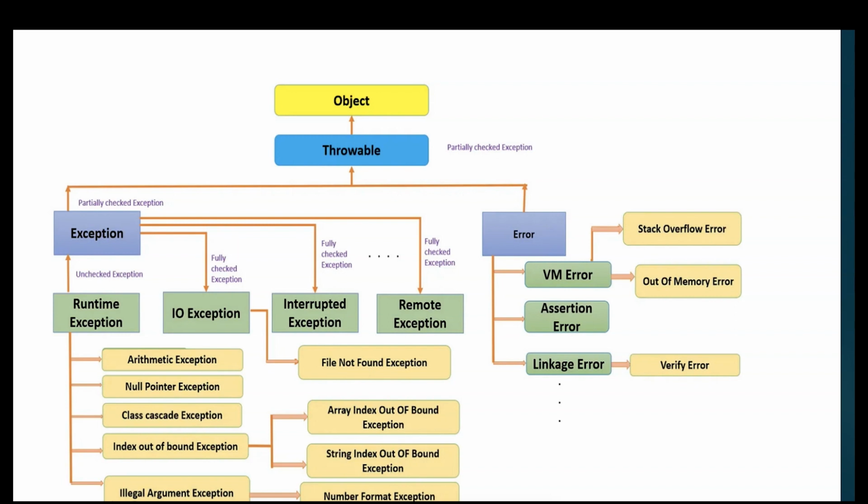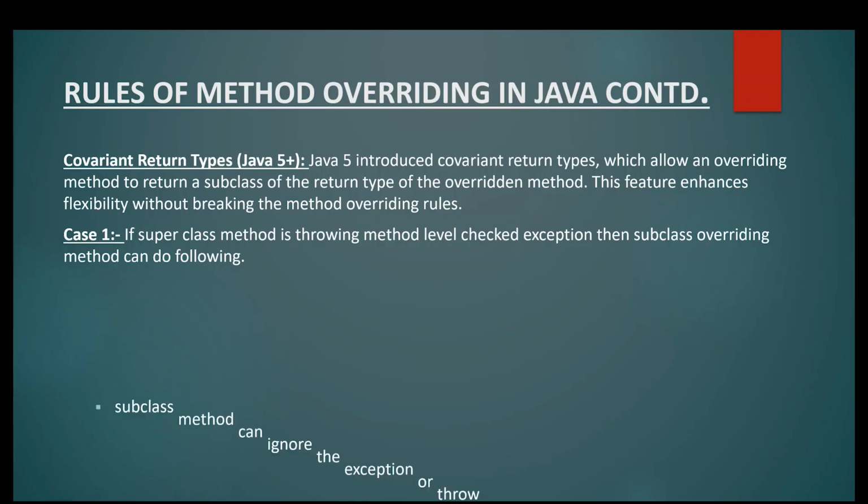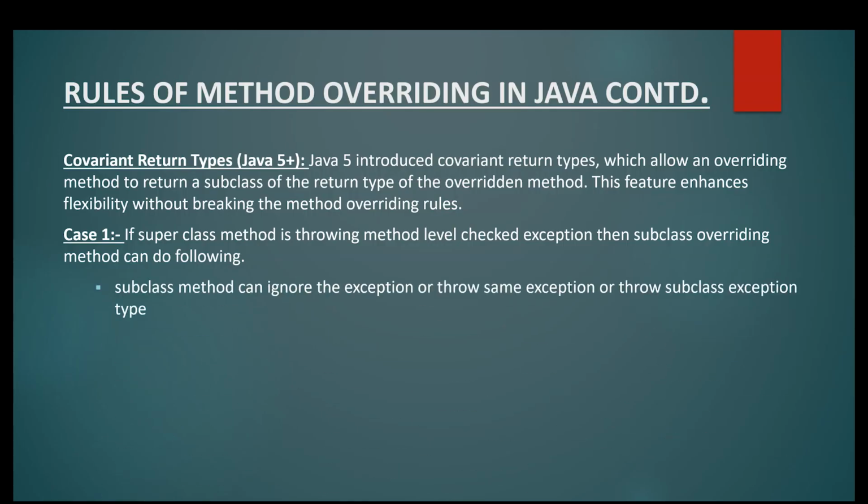And the subclass's method can throw an unchecked exception in any case, whether the superclass is throwing a checked exception or an unchecked exception. So in case one, what we discussed is that the subclass method can ignore the exception, throw the same exception, or throw a subclass exception, which we already discussed.